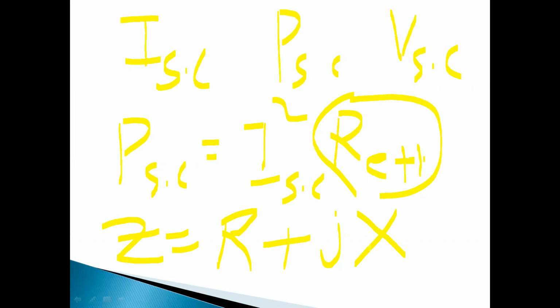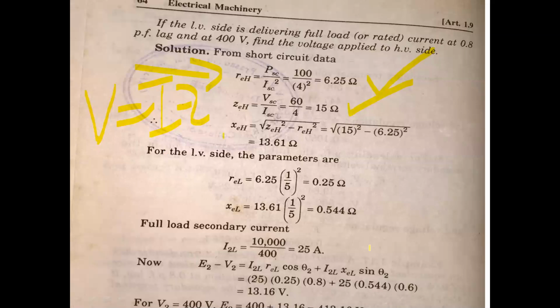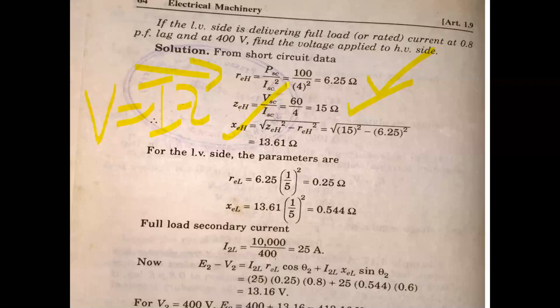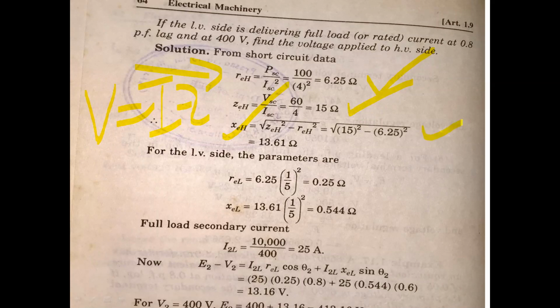Impedance equals resistance plus j into reactance. If you consider the magnitude, impedance squared equals resistance squared plus reactance squared. So reactance equals the square root of impedance squared minus resistance squared. Here we substitute the resistance value and impedance value, then we get the reactance.